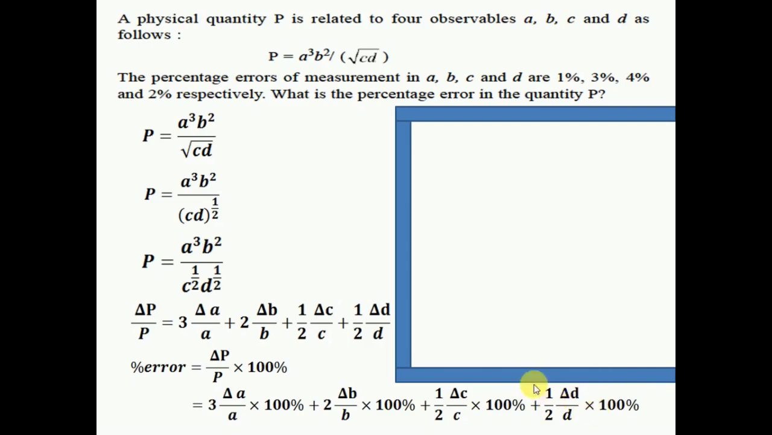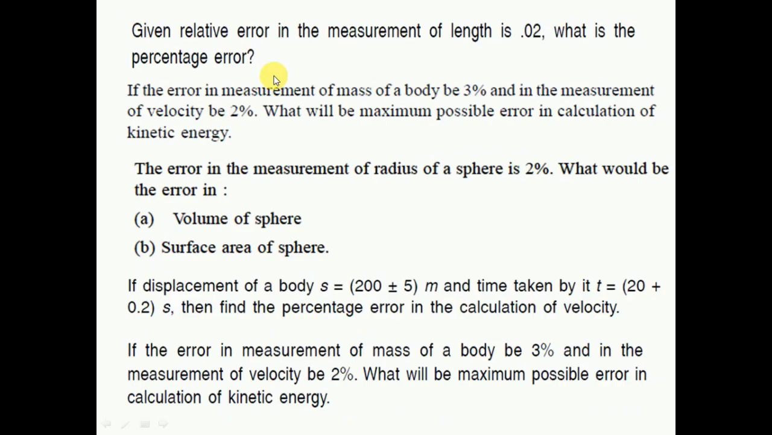So I'll put the values. So 3 into percentage error of A is 1, percentage error of B is 3 into 2, and half into percentage error of C is 4, and half into percentage error of D is 2%. So now 12% is the error in P. So you can try this question.